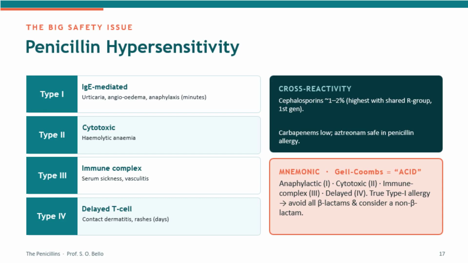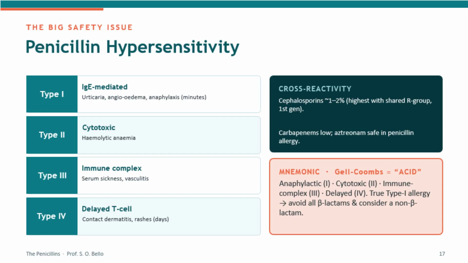Type 2 is cytotoxic and can cause hemolytic anemia. Type 3 is immune complex mediated, giving serum sickness and vasculitis. Type 4 is delayed and T-cell mediated, producing contact dermatitis and the maculopapular rashes that appear days later. To remember the four types, I use ACID: anaphylactic, cytotoxic, immune complex, delayed.